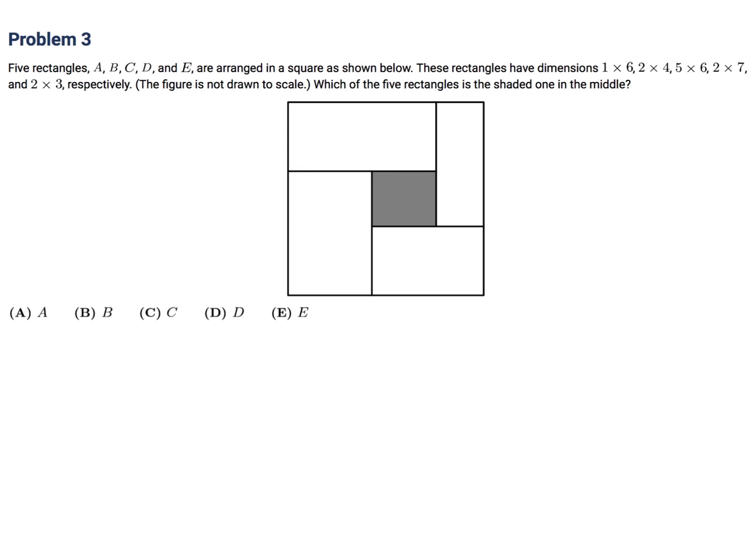Five rectangles, A, B, C, D, E, are arranged in a square as shown below. These rectangles have dimensions 1 by 6, 2 by 4, 5 by 6, 2 by 7, 2 by 3, respectively. Which of the 5 rectangles is the shaded one in the middle?